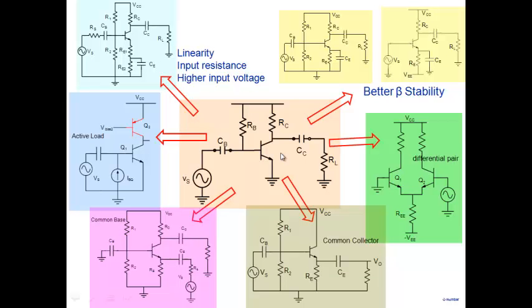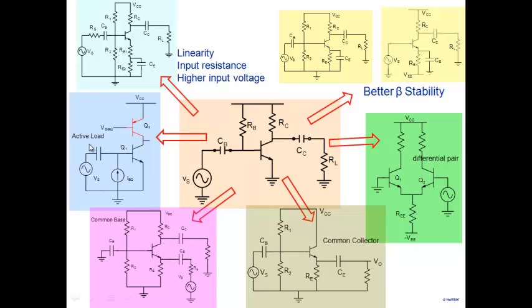So in an attempt to solve those problems that you see here, we arrived at transistor amplifiers with active load. We arrived at differential pairs, a common base configuration, and a common collector. So from next lecture onwards, we'll start looking at common base, common collector. We'll quickly do that. Then we'll go ahead and look at differential pairs, and then maybe a little bit more on active loads. And we'll be done with BJT amplifiers.